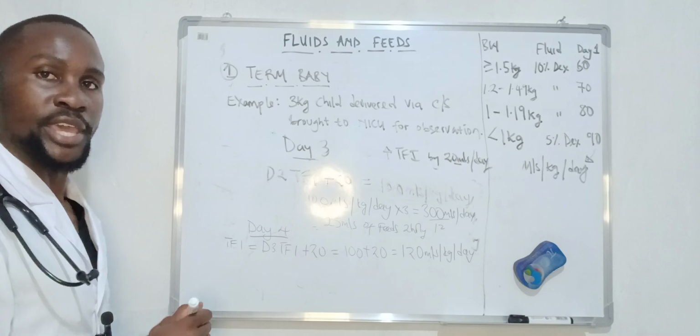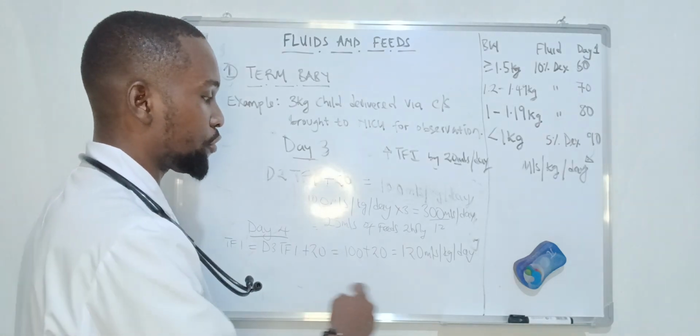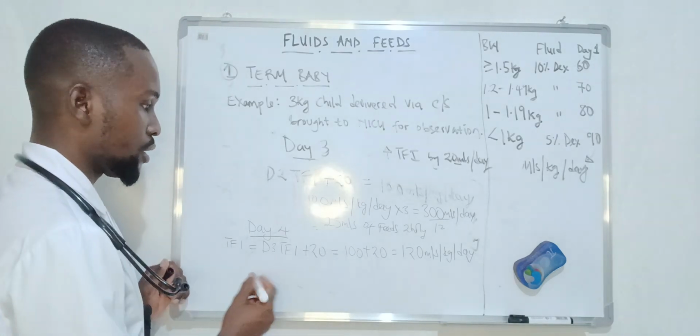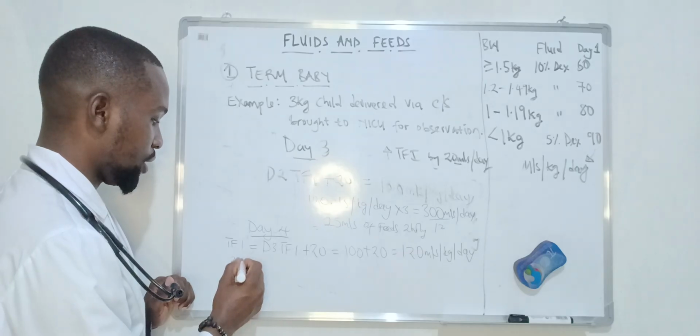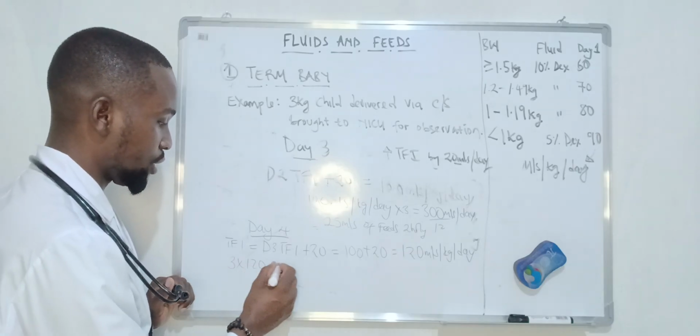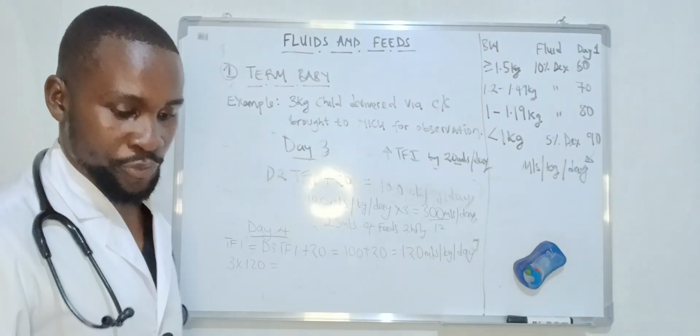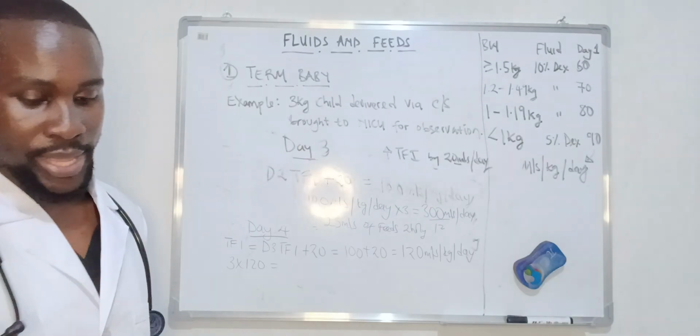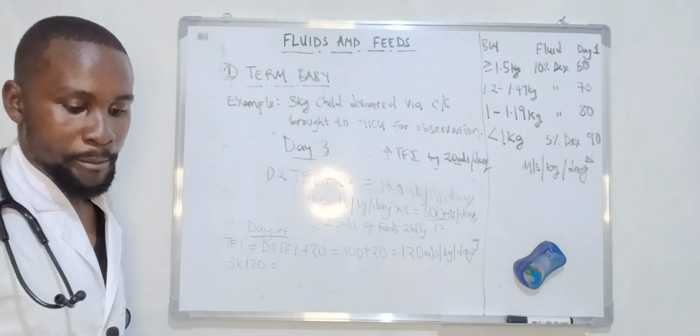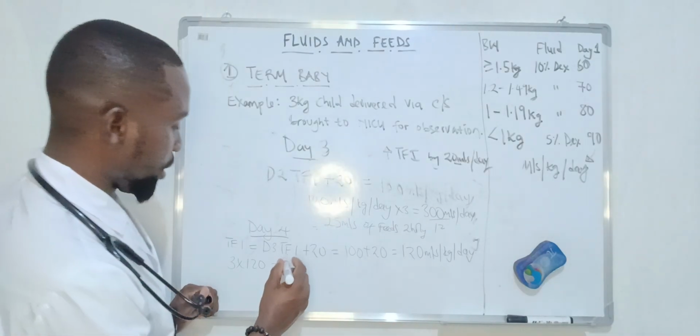Now this child is 3 kgs. So we multiply 3 by 120. So it is like 3 kgs multiplied by 120 mils per kg per day. And when we multiply our 3 by 120, it gives us 360.